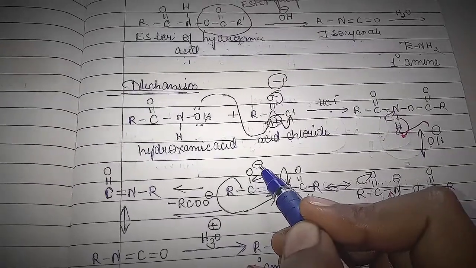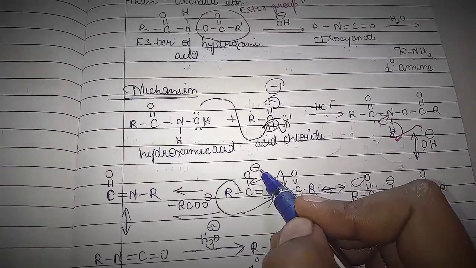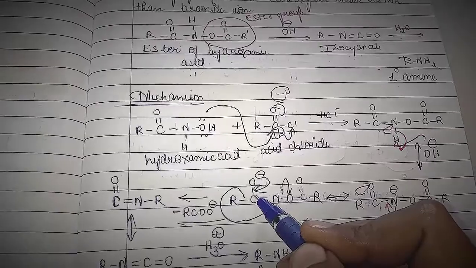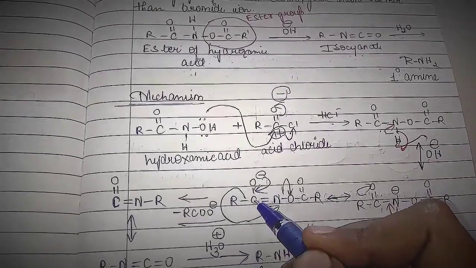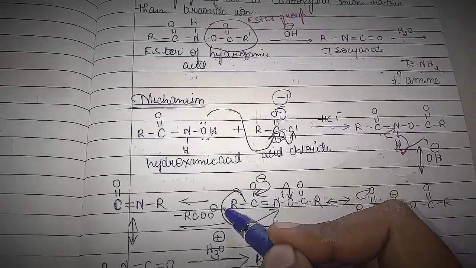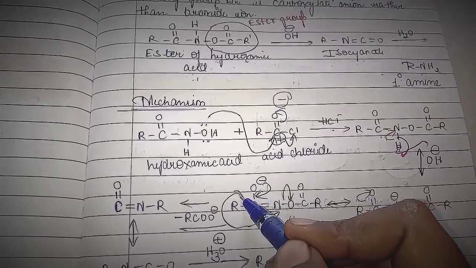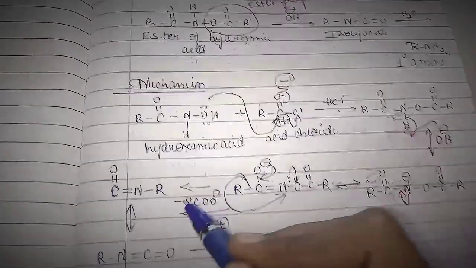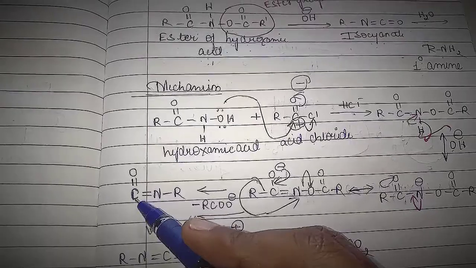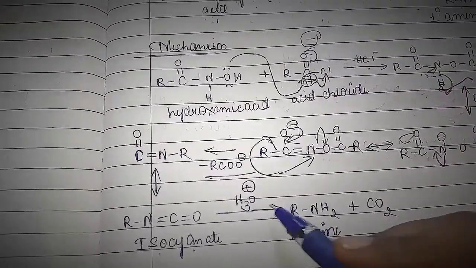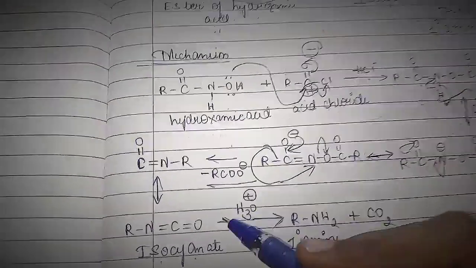Now here the back bonding occurs, and when the back bonding occurs, the carbon would form 5 bonds, and hence the R, which may be the aryl or the alkyl group, goes away as R minus and attaches to the N. Now we will get R N double bond C double bond O, which can be written like this. This is only the isocyanate, which on hydrolysis gives the primary amine with the removal of carbon dioxide.